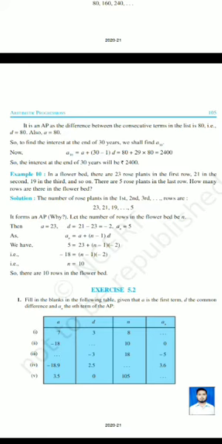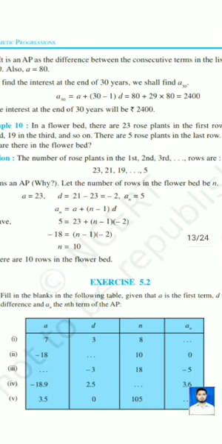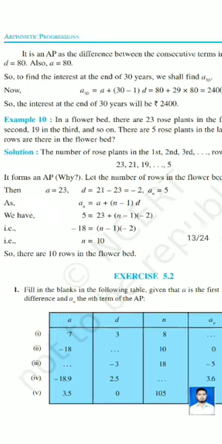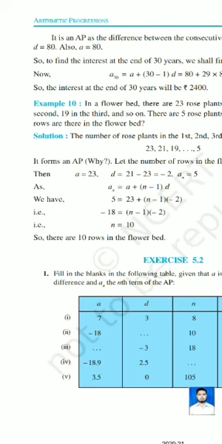It means in this question you also have to find out the value of n, the number of terms. Here a equals 23 and the common difference d equals minus 2 and the nth term is 5. So by putting all these values in the formula an equals a plus n minus 1 d, we got 5 equals 23 plus n minus 1 times minus 2. By solving this equation we got n equals 10. So finally, there are 10 rows in the flower bed.